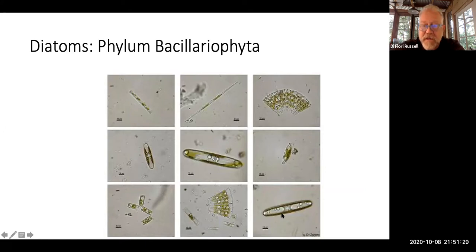Oftentimes you'll find like a central area on them with two other areas that can be colored. They often have two large golden chloroplasts and a nucleus in the middle. So sometimes if you look really close, you can see these little teeny lines, and these glass shells have little slits in them where the sort of amoeboid projections come out from the cell, which give them the ability to move around. They can actually use their little amoeboid projections to glide through the water.